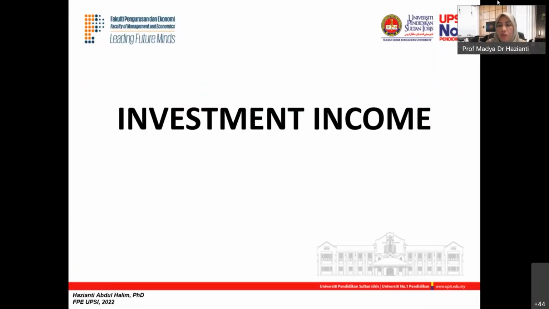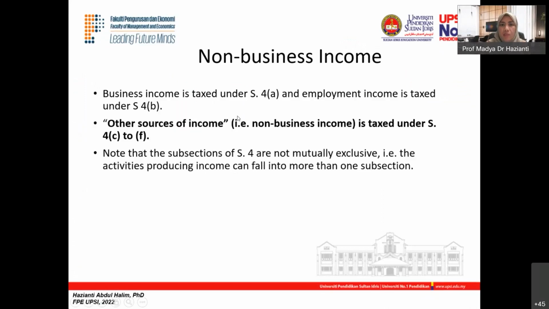Alright, so for investment income, it is also called non-business income. So whatever income that you receive not coming from a business, it is called investment income. See, non-business income. It is taxed under section 4A, employment income tadi. For B, so remember pergi dekat topik yang awal-awal dulu, saya letak section ABC tu. So for A, business income, kita tinggal dulu yang tu. Kita buat employment income section 4B. We just finish employment income 4B. And dalam 4B tu ada 13 kan, 31A, B, C, D, E. So for non-business income, it is taxed under section 4C to 4F.